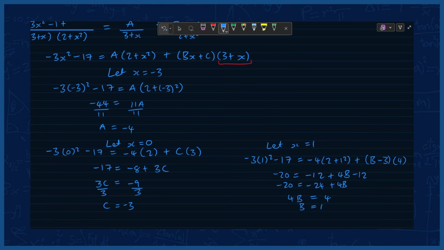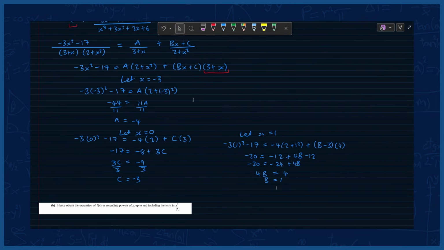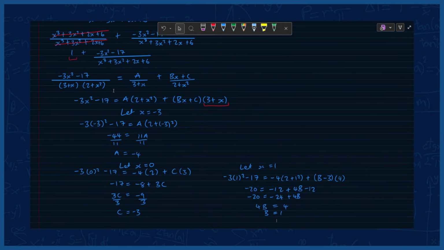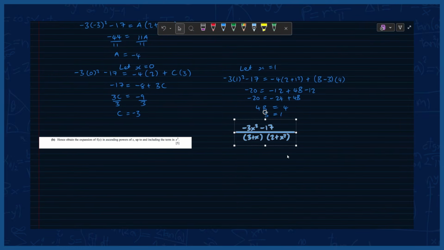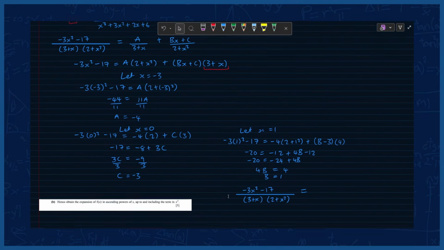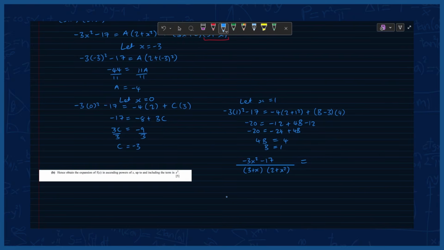So let's put everything together. I know that the decomposition of this bit is going to be a over 3 plus x. So a is negative 4 over 3 plus x, plus bx plus c. So x, because our b is 1, plus c, so minus 3, over 2 plus x squared.